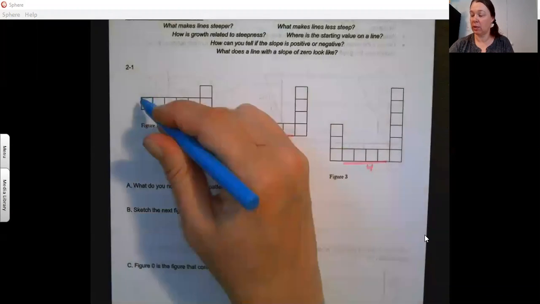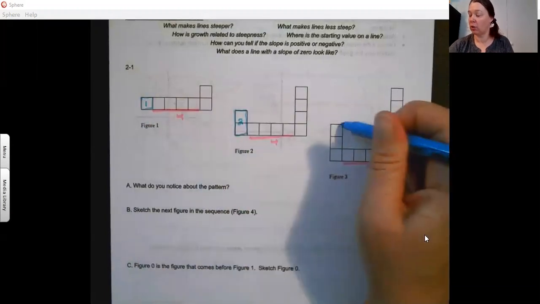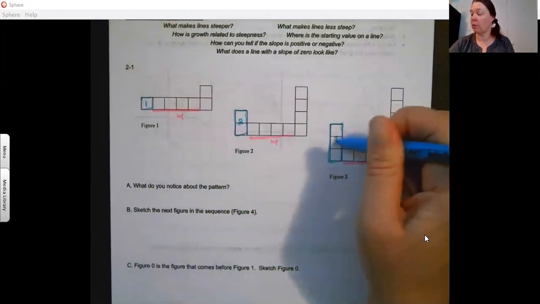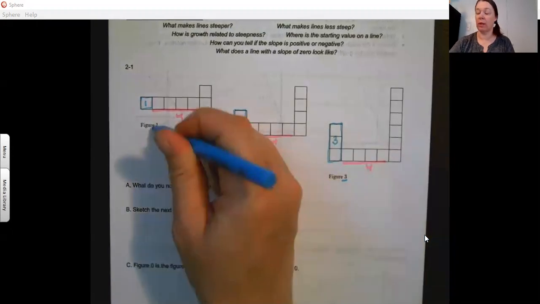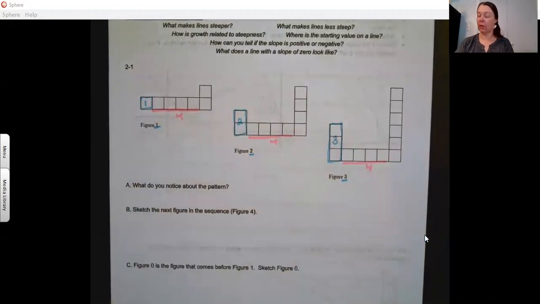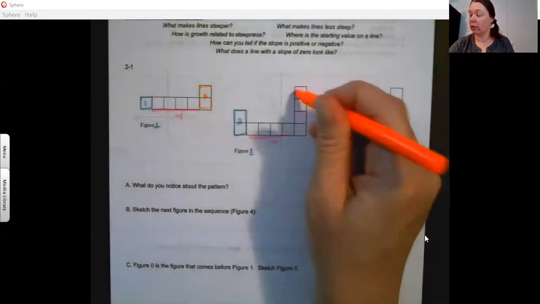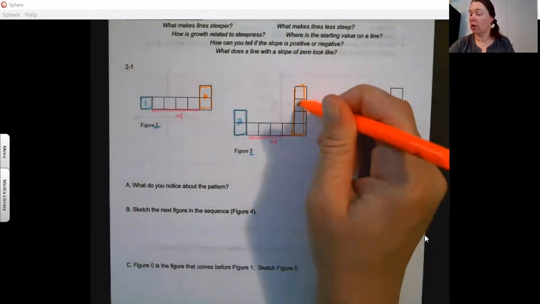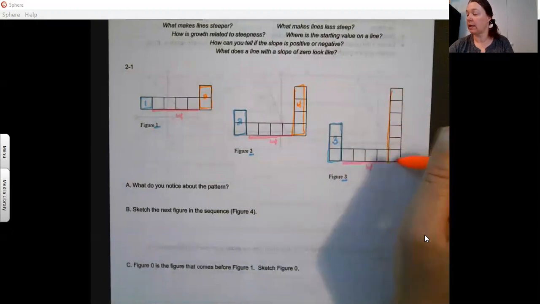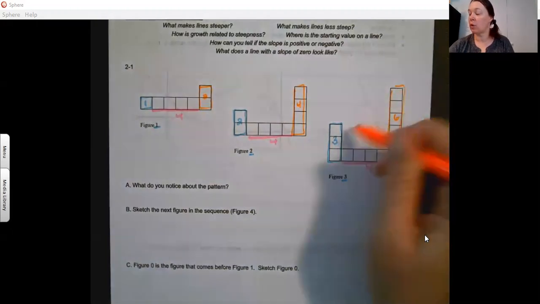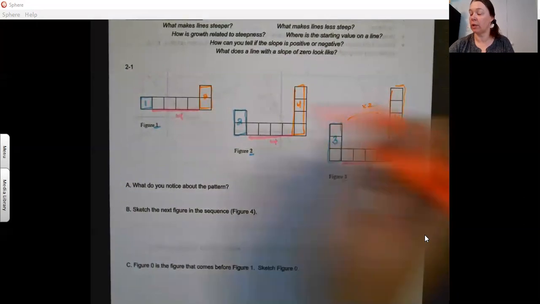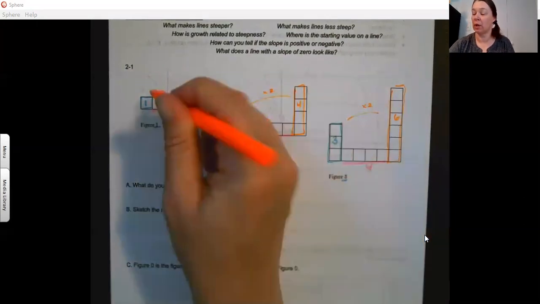I see 1 on the left, here 2, and then here 3, and I'm noticing that that relates directly to what the figure number is. And then over on this side, I see 2, then over here 4, and over here 6, and I'm noticing that's twice what the figure number is. So it's the figure number times 2.